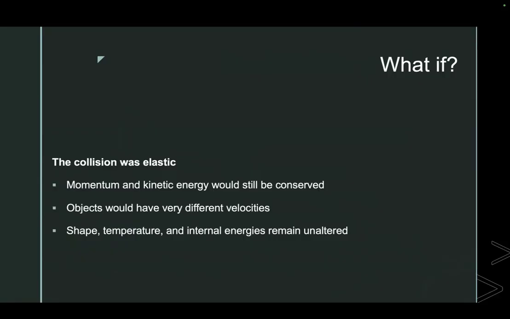Now, finally, we could ask, what if the collision was elastic? If the collision were to be elastic, momentum and kinetic energy would still be conserved, the objects would have very different velocities, and the shape, temperature, and internal energy would remain unaltered.